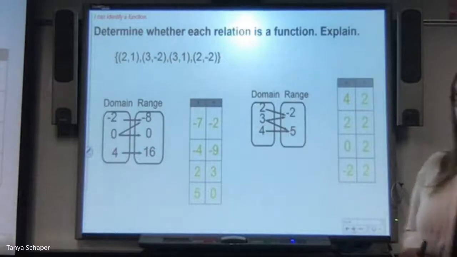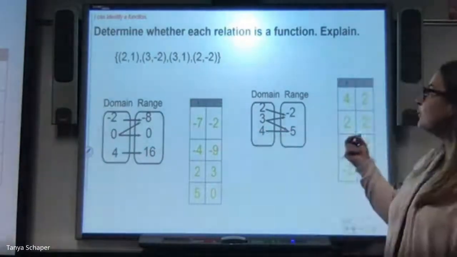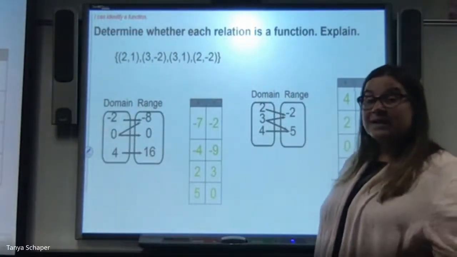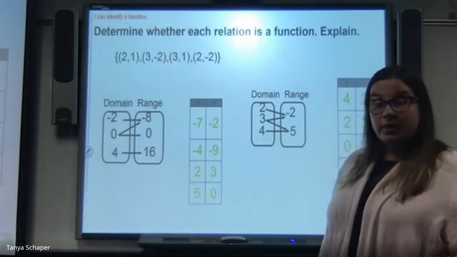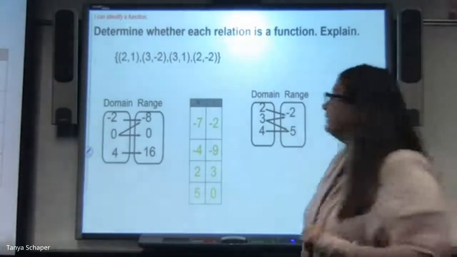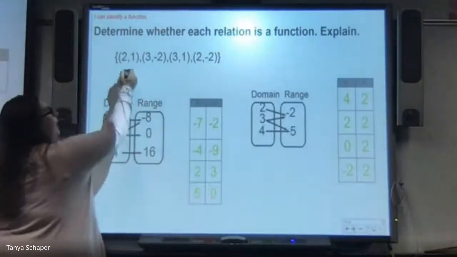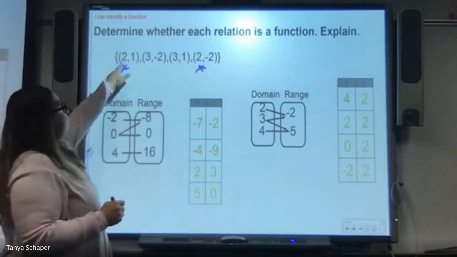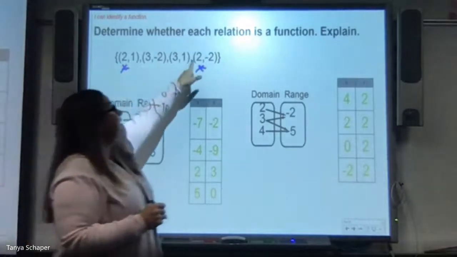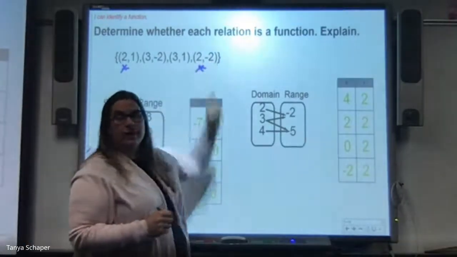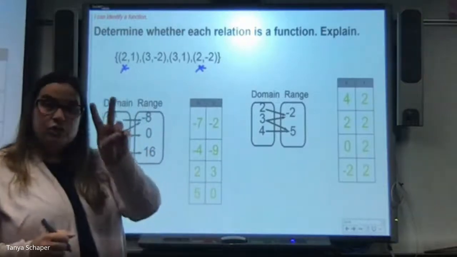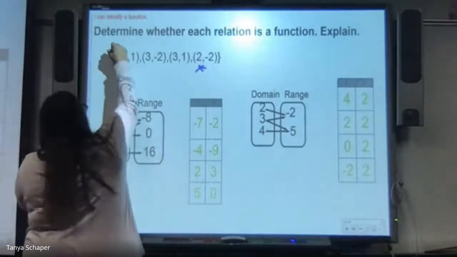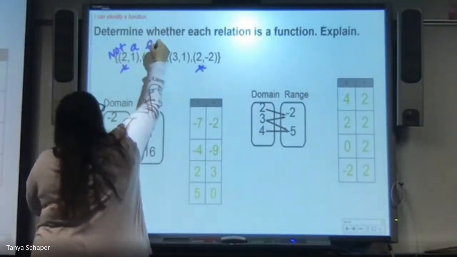So we need to determine whether each of these relations, and a relation is a set of ordered pairs, if each of these sets of ordered pairs is a function or not. Does each input have exactly one output? So when I look here, I see an input of 2 and an input of 2. With this input of 2, I have an output of 1. With this input of 2, I have an output of -2. That means that my input has 2 different outputs, which means it's not a function. So not a function.